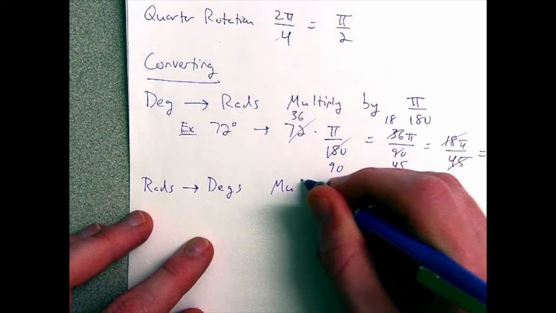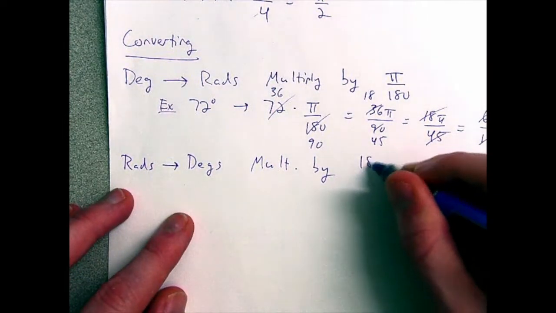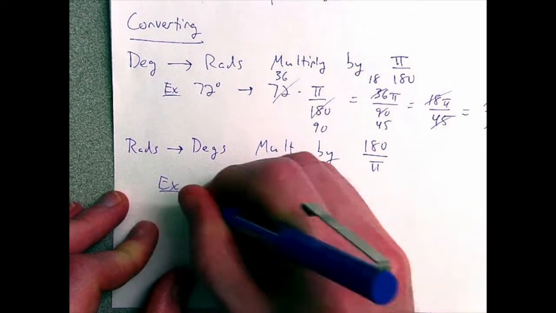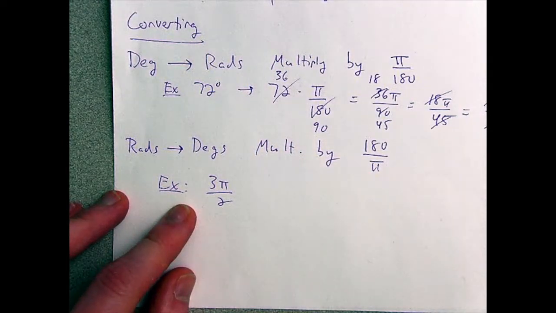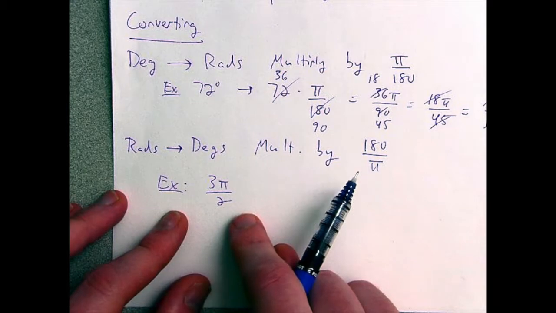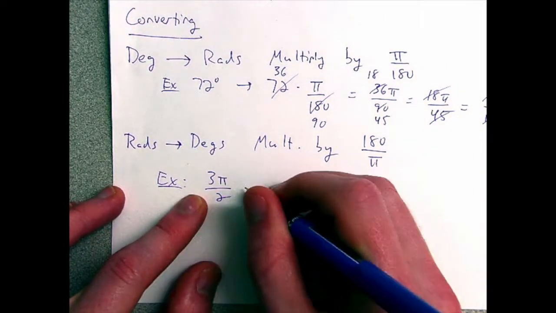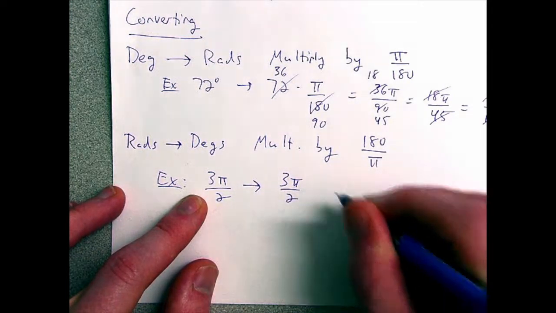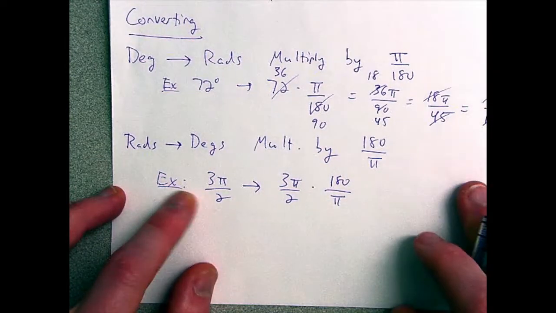Not surprisingly, you just multiply by not pi over 180, but actually 180 over pi. So for example, let's suppose that you have 3 pi over 2. That's an angle measured in radians, which is kind of obvious since it's got a pi in it. Radian angles tend to have a pi in them. So if you want to convert this to degrees, you just take your angle and multiply by 180 over pi. And then simplify and reduce the fraction.